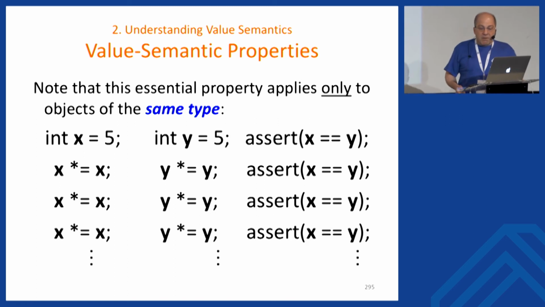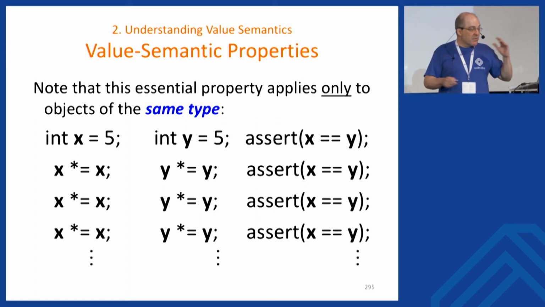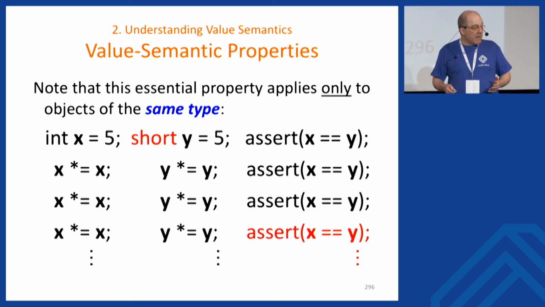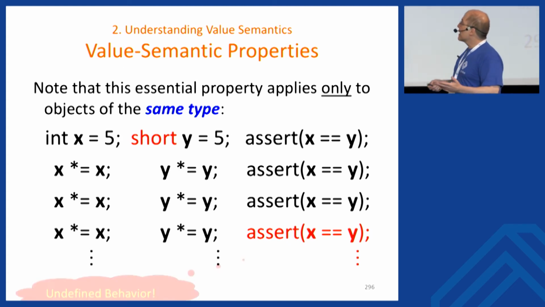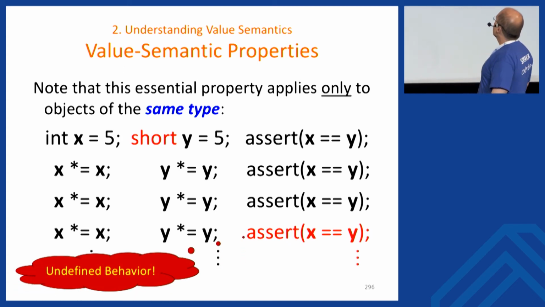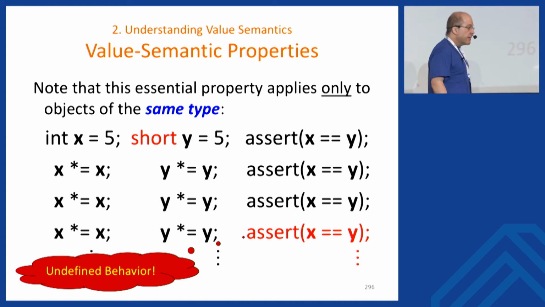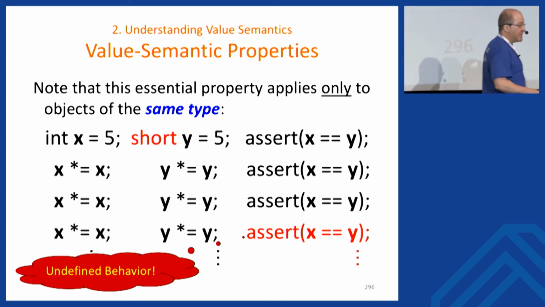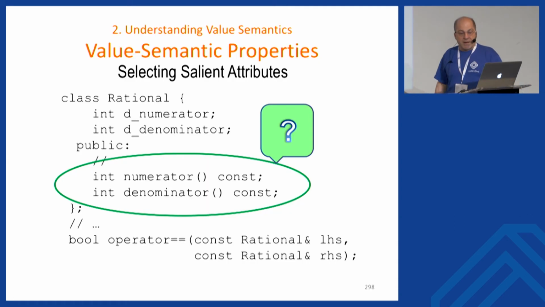Now, remember, it's the same type. If I do the same operation to both, what if they're different types? So I make one of them a short. Is it true anymore? No, because if I do it enough, something may overflow. It's undefined behavior. So what I'm talking about primarily is for objects of the same C++ type. How do we design proper value types?